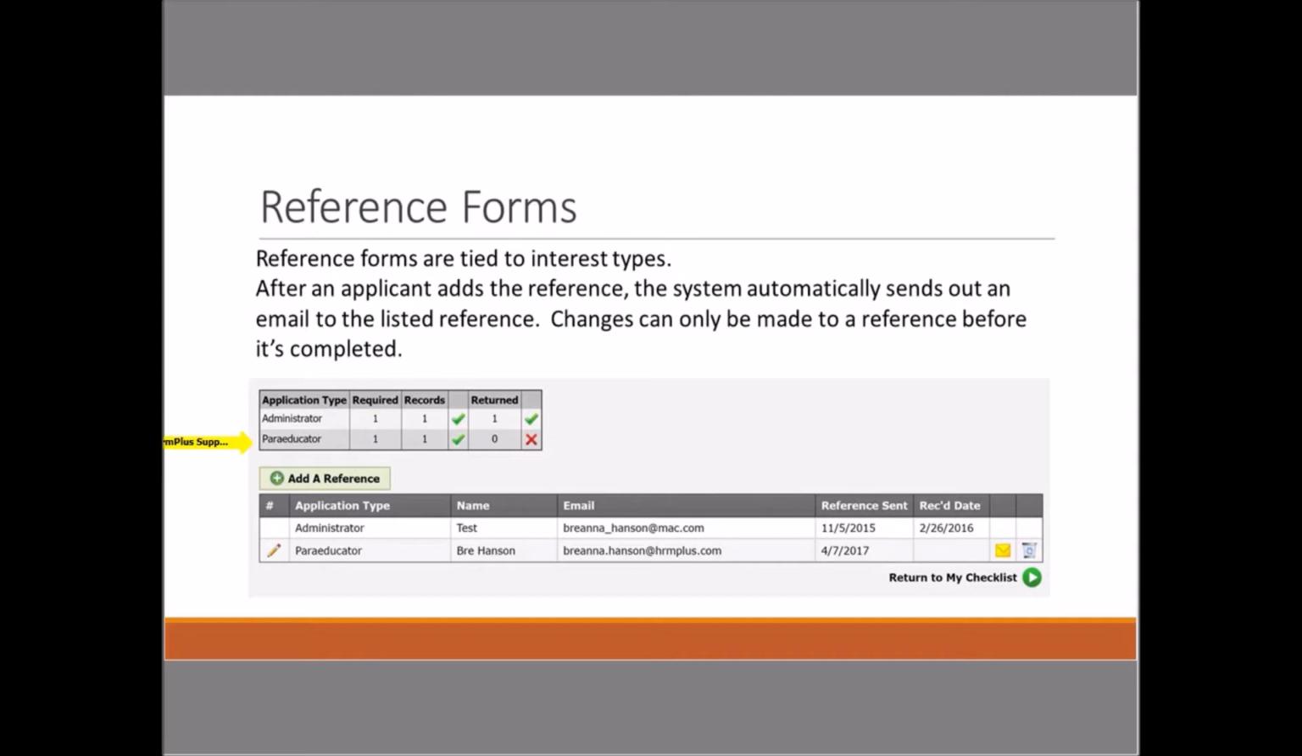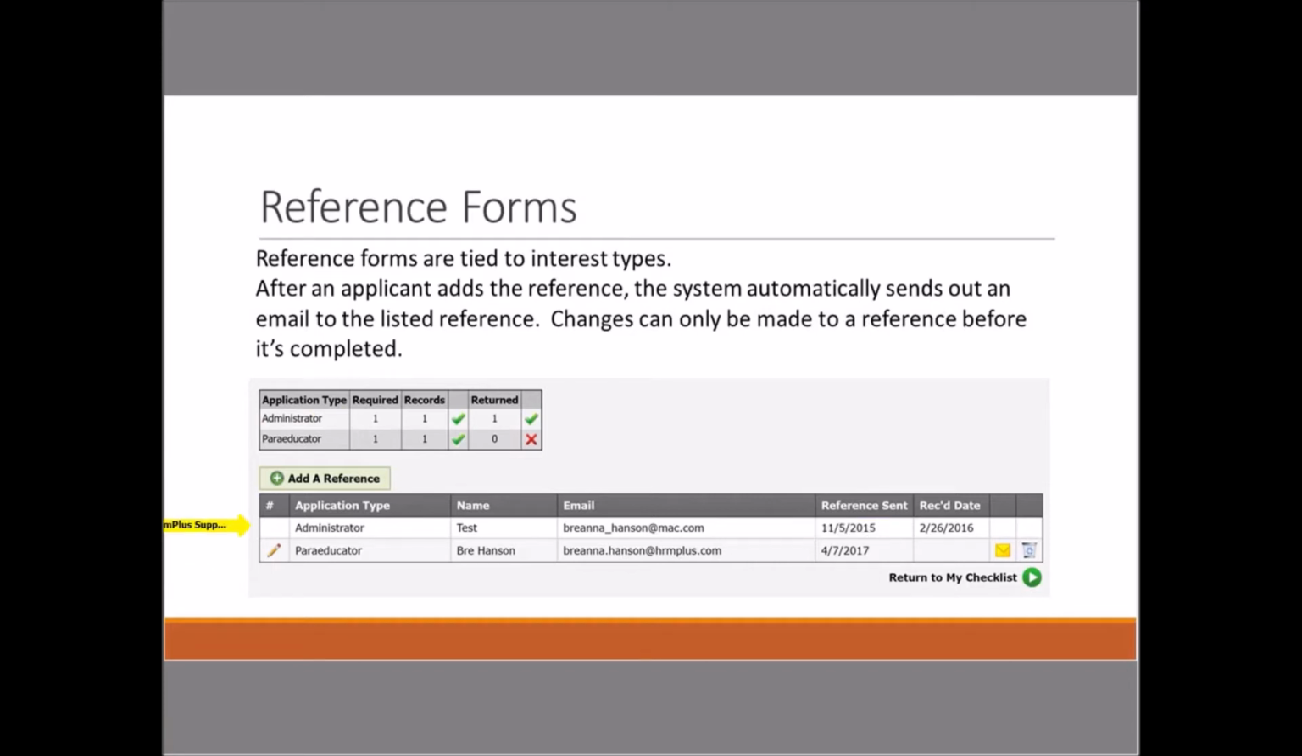Applicants go in, and if they only have 1 interest type selected, they're only going to see 1 type of reference to choose from. They're going to create that reference record, and the minute they save it, the system sends out the reference to the reference. Then it records the date they sent it.